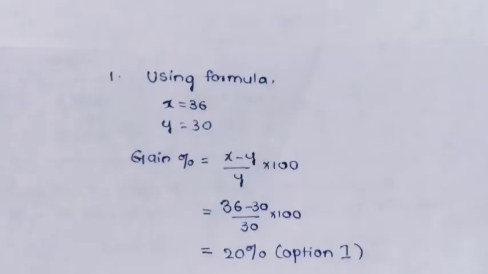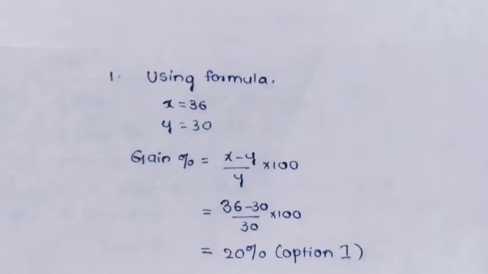Applying this same formula, here I have considered x as 36 and y as 30. Applying these two values in the formula, (x minus y) divided by y into 100, (36 minus 30) divided by 30 into 100 is equal to 20%, which is option number 1. So the gain percentage will be 20%.